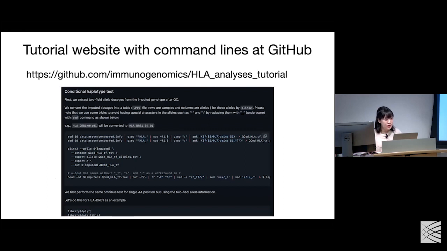We also host a tutorial website at our GitHub, here, with detailed command line scripts, including the genotype QC, phasing, imputation and association test, which is basically all the steps that I talked about today. So if you are interested in doing the HLA analysis, you can refer to this website just for your reference.